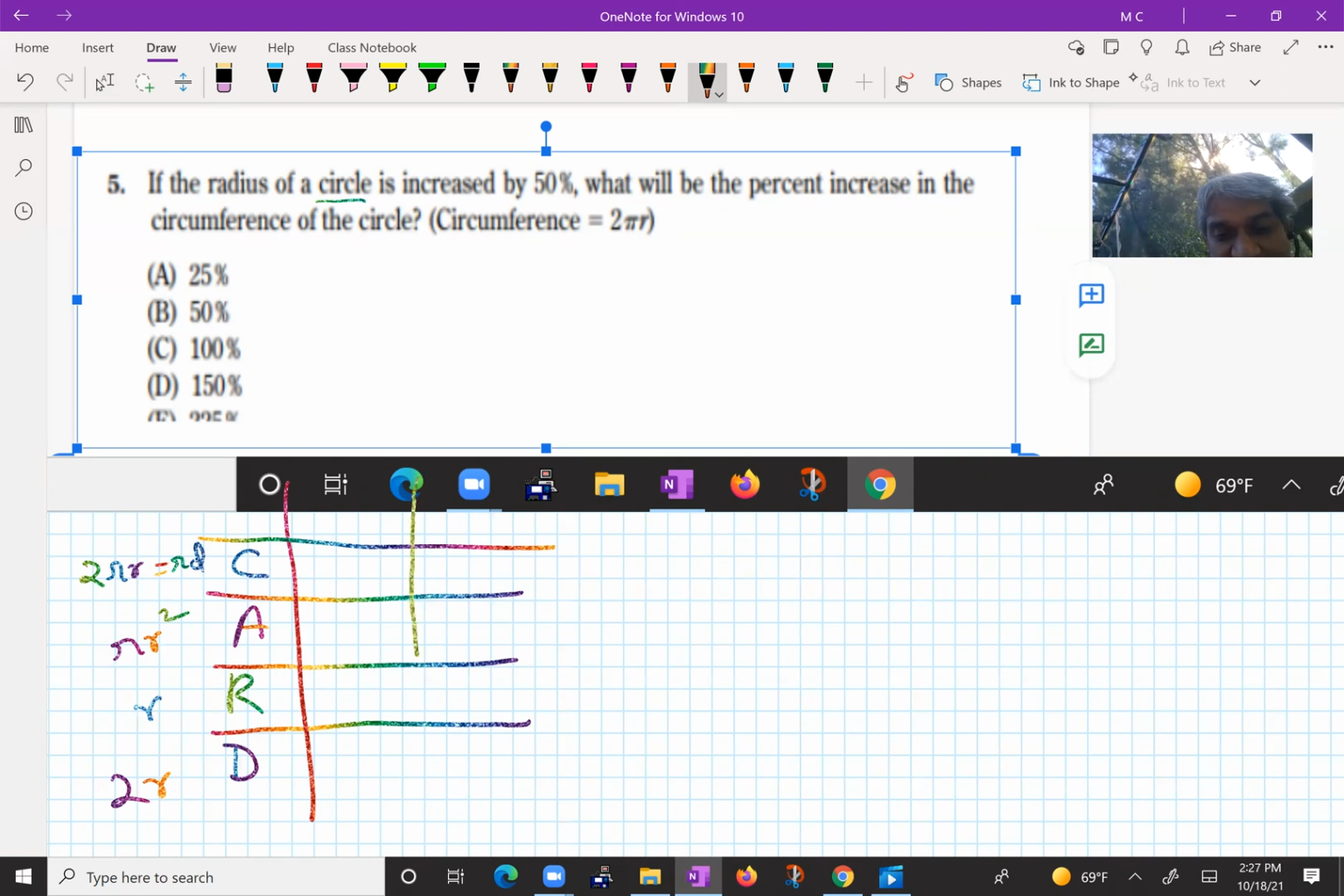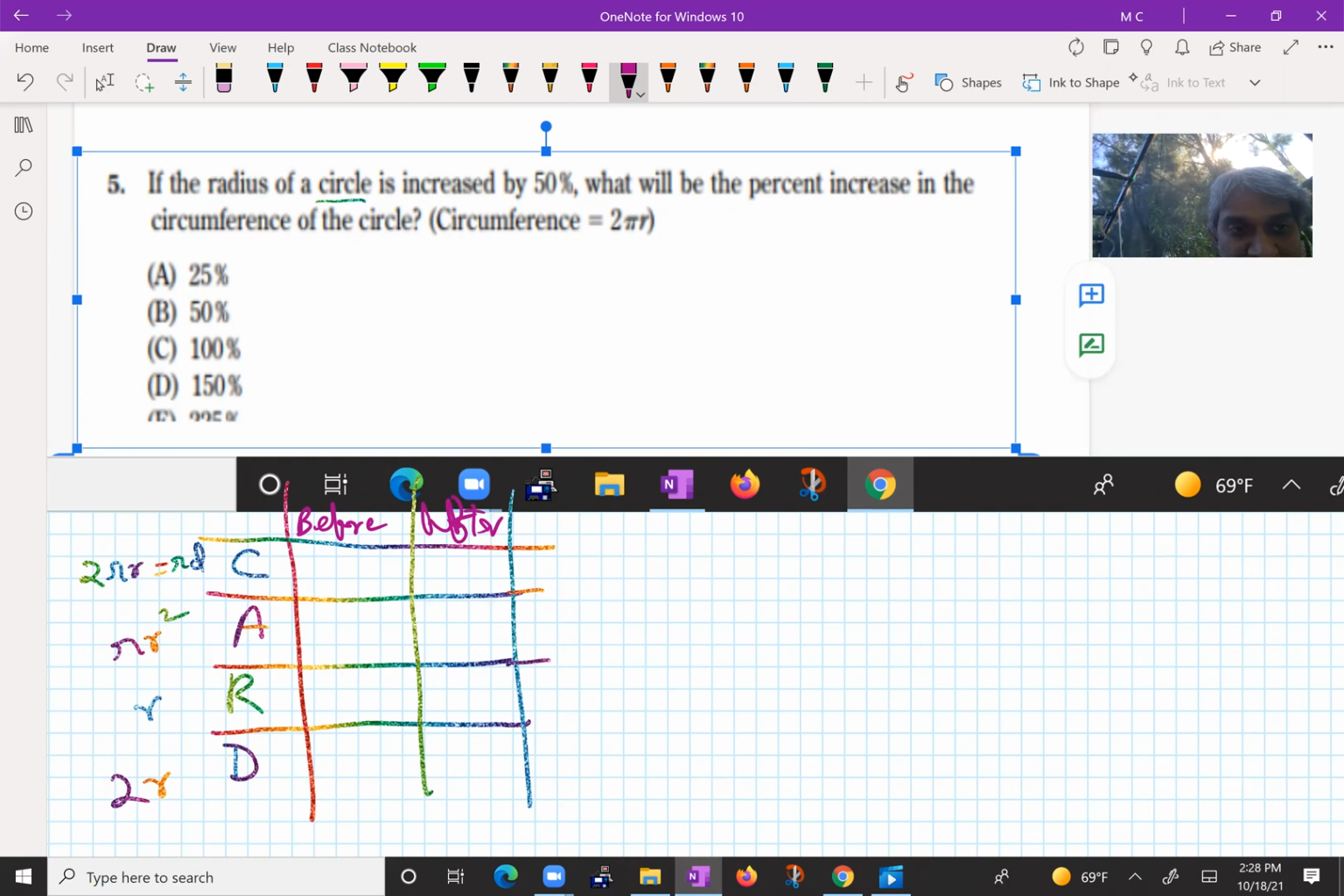Also, whenever things change, it doesn't even have to be a circle. In many other questions, geometric questions, or even different types of word problems, you can make a before after chart. So make a before after chart like this. After. And you can fill up the chart, then you'll stay more organized.